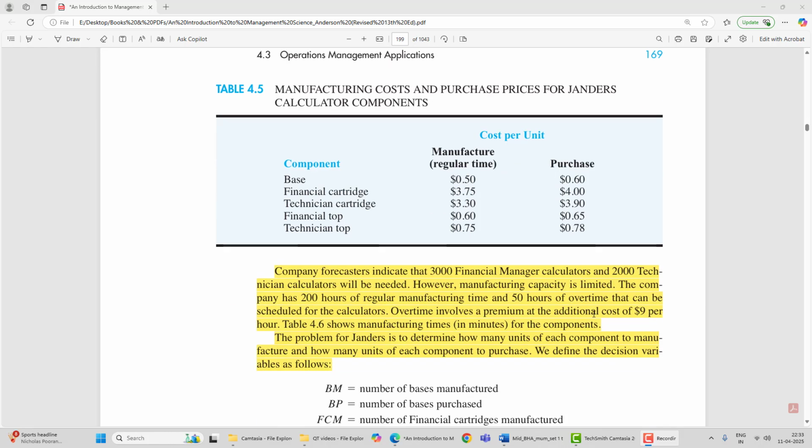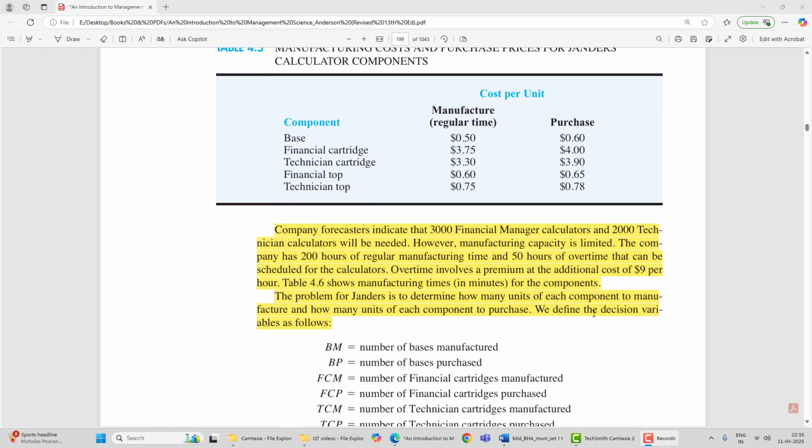Now, company forecasters indicate that 3,000 financial manager calculators and 2,000 technician calculators will be needed. However, the manufacturing capacity is limited. The company has 200 hours of regular manufacturing time and 50 hours of overtime that can be scheduled for the manufacturing of calculators. Overtime involves a premium at an additional cost of $9 per hour.